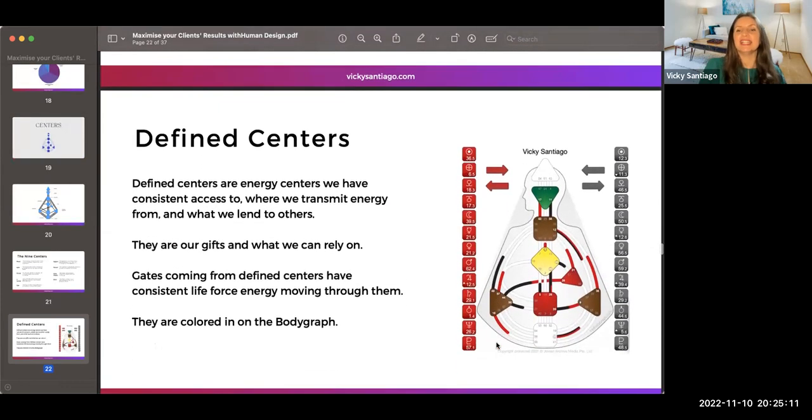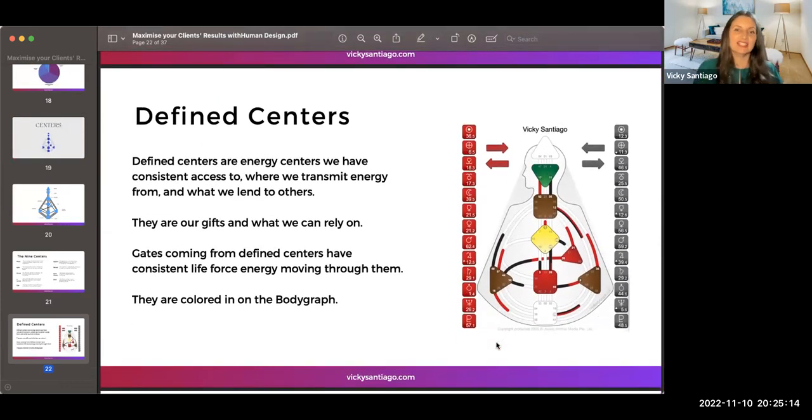Okay, so defined centers are where we have consistent access to the themes of those centers, where we transmit energy from and what we lend to others. So when you're looking at a chart, look to the defined centers for the gifts that you can rely on. So where you have a defined center, you will have some of the defined gates. Now, each gate has its own theme as well. We won't get deep into that. That's another whole layer. But just for now, know that there's all this consistent life force energy moving through those defined centers and through the gates that are defined in your centers.